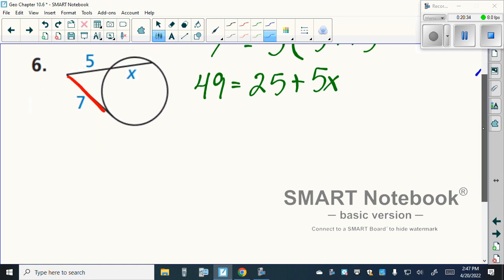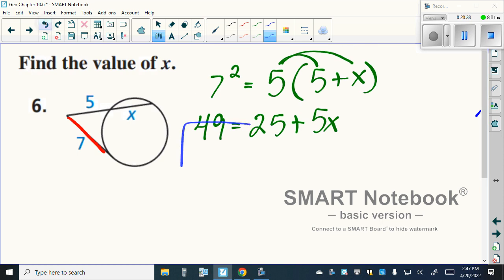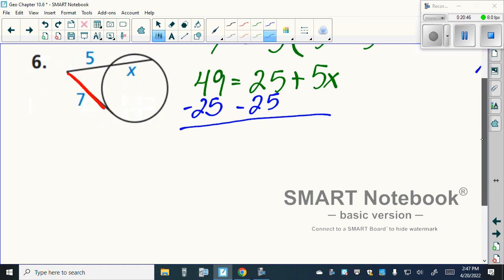Now at this point here, we just need to solve for the value of x. We need to get x by itself. We can do that by subtracting 25 from both sides.